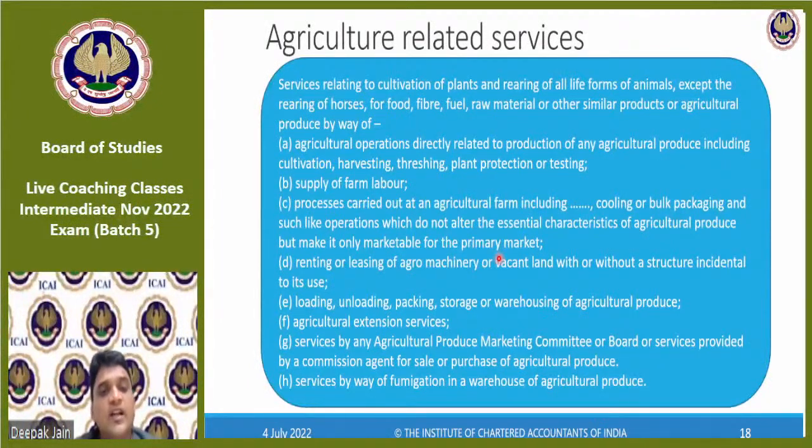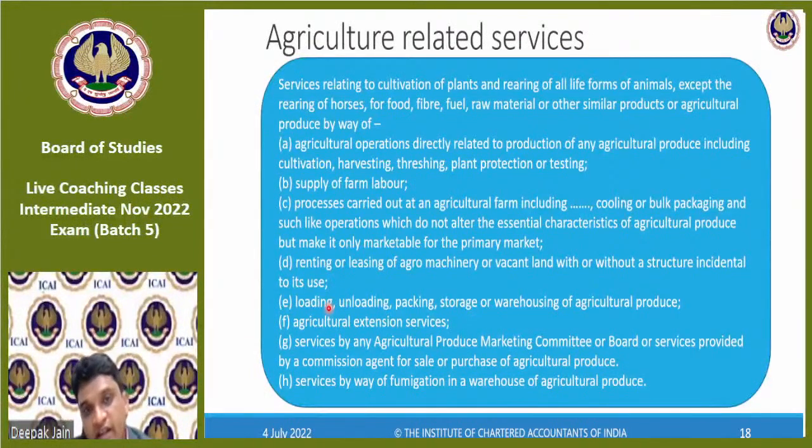Then renting or leasing of agro machinery or vacant land with or without a structure incidental to its use. Okay, renting or leasing of agro machinery मतलब मशीन, एग्रीकल्चर प्रोड्यूस करने के लिए जो मशीन होती है, खल होते हैं जो राइस को निकालने के लिए एक हल होता है. मैं आपको एक वीडियो भी बताऊंगा, उसमें आपको दिखेगी कि एग्रीकल्चर मशीन्स क्या होती है.